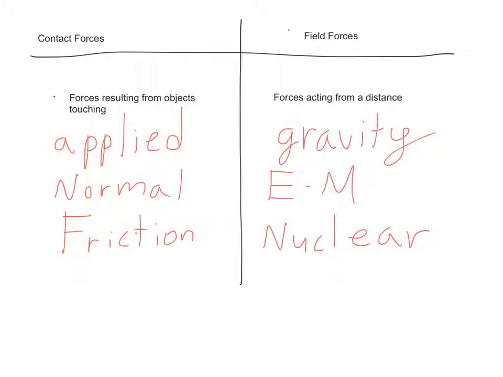This would include gravity. If you think about it, when an object is falling, it is accelerating, it's experiencing a force between itself and the earth. But that object isn't in direct contact with the earth. So that's what we mean by acting at a distance. Other examples of field forces include electromagnetic forces, as well as the weak and strong nuclear forces, which we will discuss in a little more detail at the end of our unit.